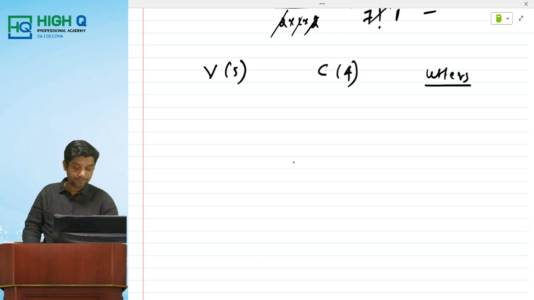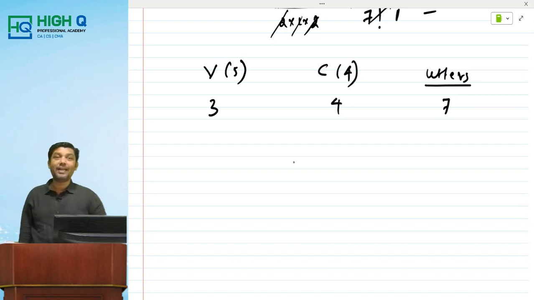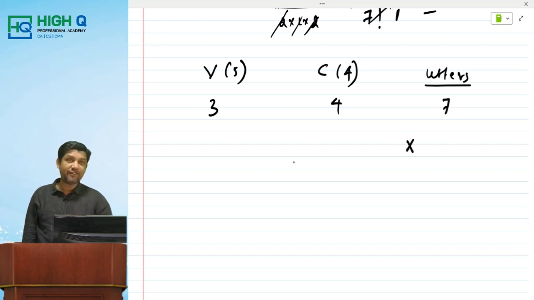3 vowels, 4 consonants. That means I need to form a 7-letter word. What does that mean? Form means what? Arrange. I need to arrange a 7-letter word. So in how many ways can those 7 letters be arranged?